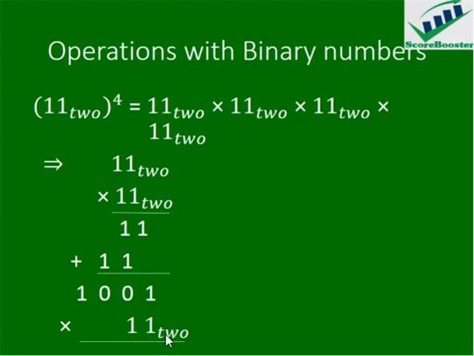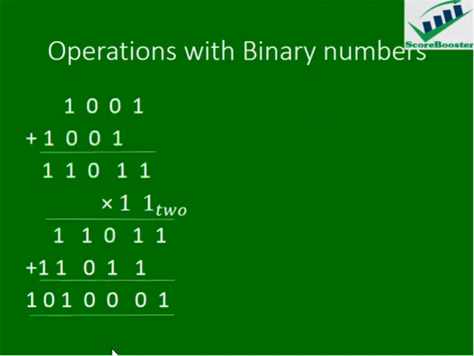1001 base 2 multiplied by 11 base 2 is going to be 1001 multiplied by 1. If you are multiplying by the second one, you shift a little bit as I have taught earlier. So now we check how to do that.